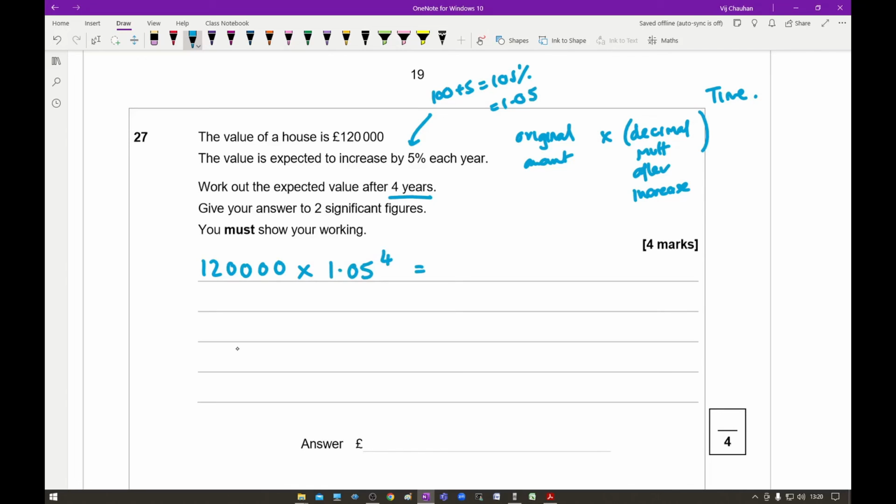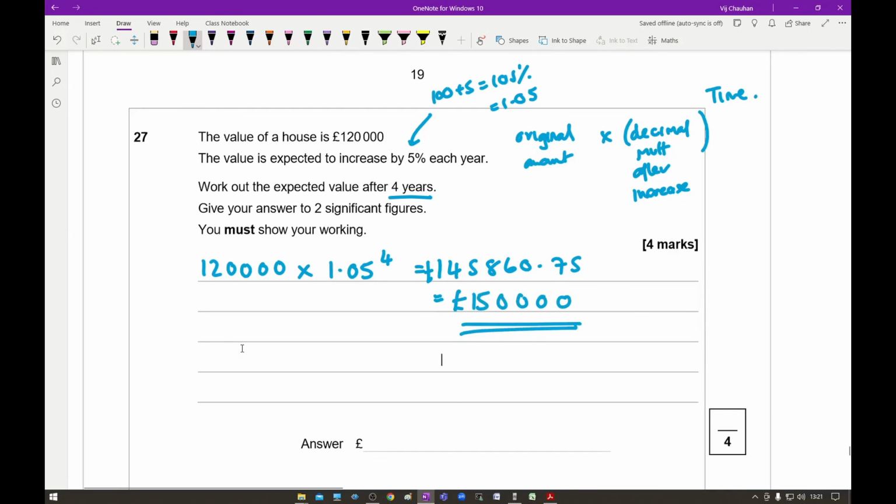And if I type that all into my calculator, 120,000 times 1.05 to the power of 4, I get an answer of 145,860.75. Then from this, I want to round it to 2 significant figures, and the second significant figure refers to the ten thousands. So the correct answer is 150,000.